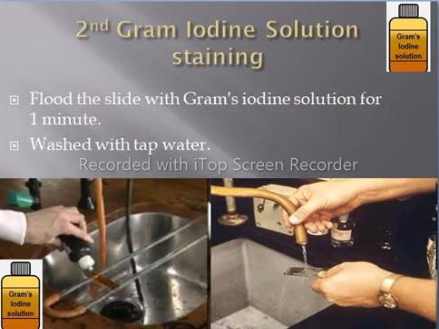The second step is staining with Gram's iodine solution. In this step, we add Gram's iodine solution on the slide, which acts as a mordant. By mordant, we mean that it gives strength to the primary dye and anchors it inside the bacterial cell wall. It forms an insoluble crystal violet iodine complex, which imparts a purple color to the cell. In this step, we flood the slide for 1 minute and then wash with tap water.